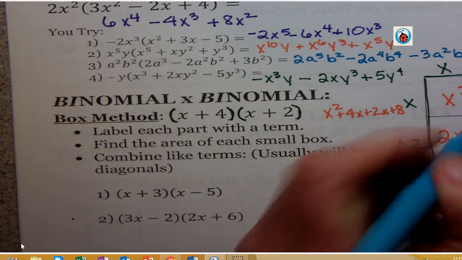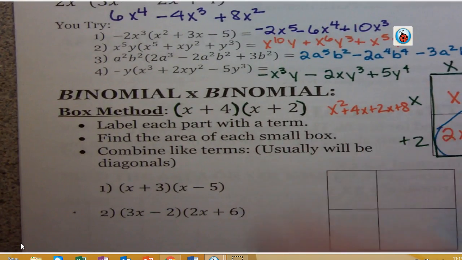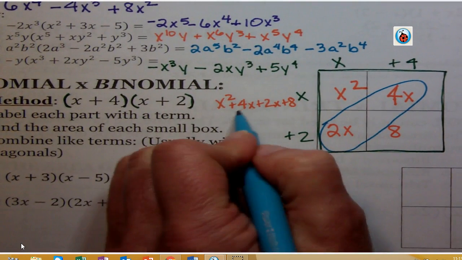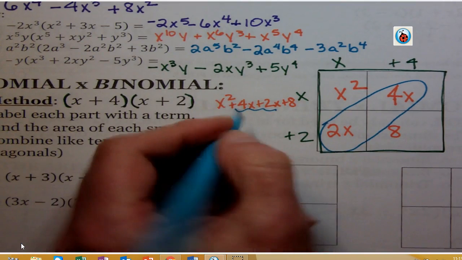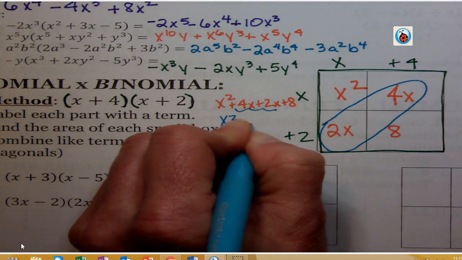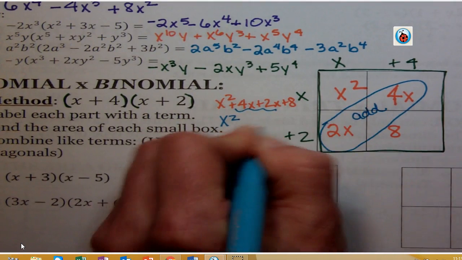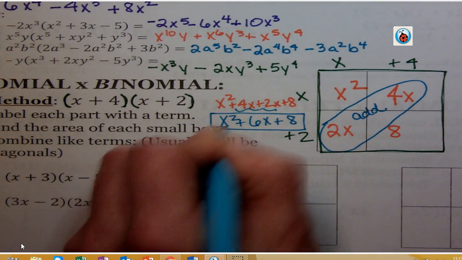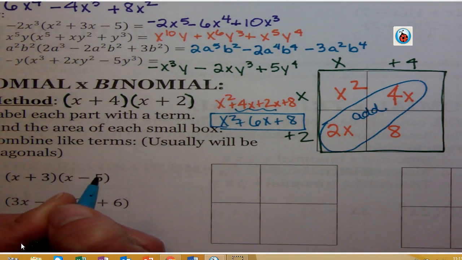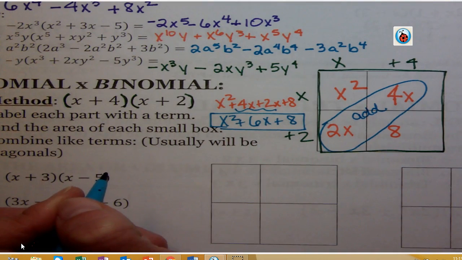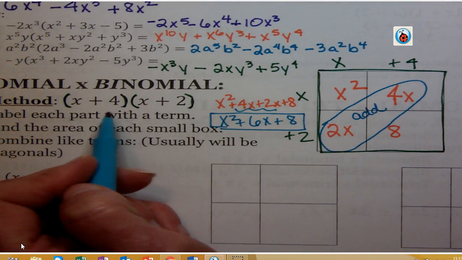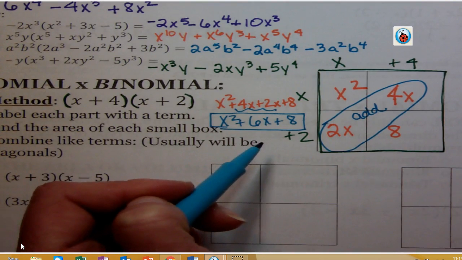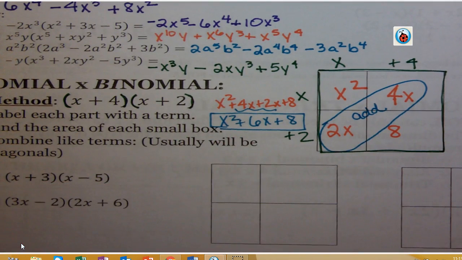However, I can take these two and combine my like terms. So when I combine my like terms, I'm going to get x squared, and I add these together, plus 6x plus 8. This is my answer. Okay, this is when you're multiplying binomials. Make sure you understand, if I was adding these, it would be 2x plus 6. All I would do is combine my like terms. But when you're multiplying, you're going to get an answer more like this. All right?